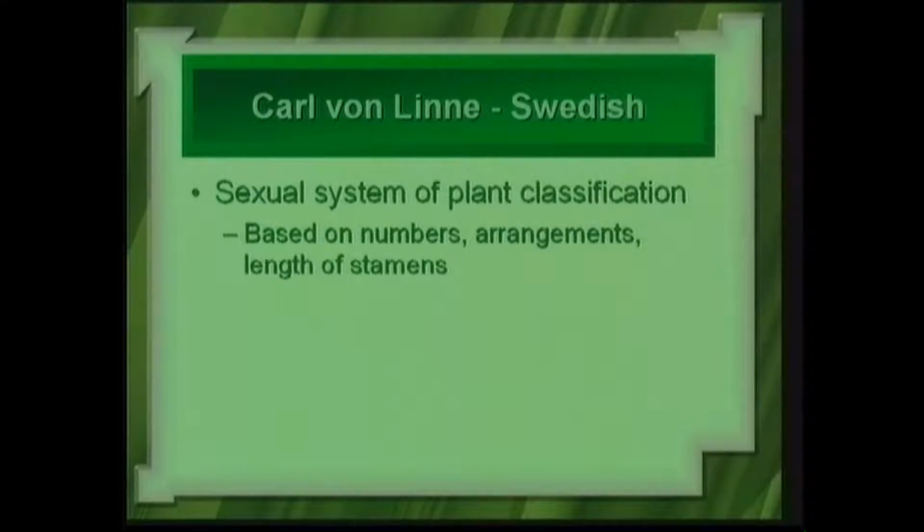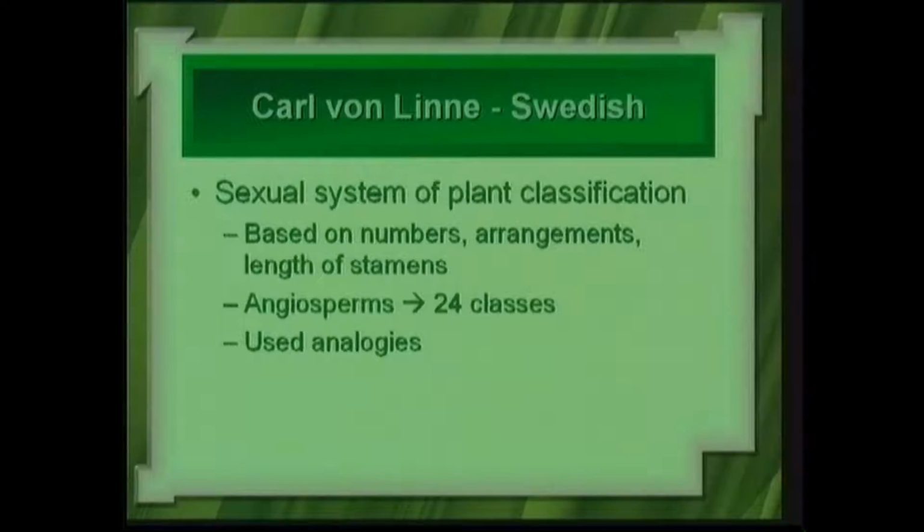So his sexual system of classifying plants, okay, his sexual system of taxonomy was based on the numbers of stamens, the arrangements of stamens, and the length of stamens, okay? So what he did is he actually classified angiosperms into 24 classes, okay? And he used kind of risque analogies. Some people call it kind of risque.